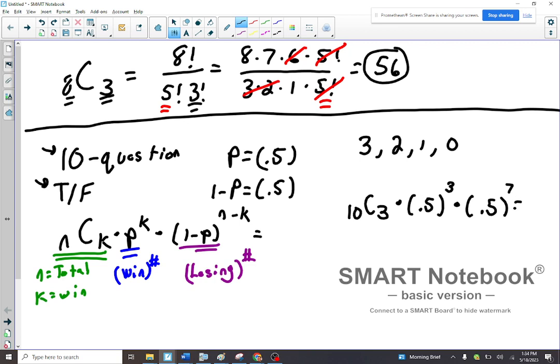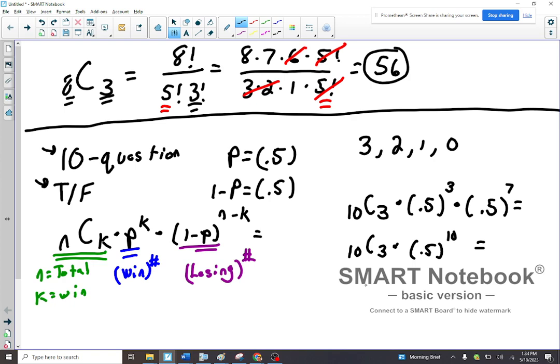All right, you type this in your calculator. But wait a second, there's a shorter way to write this. This is 0.5 to the 3 power, and this is 0.5 to the 7 power. So we can rewrite it as 10C3 times 0.5 to the 10 power.